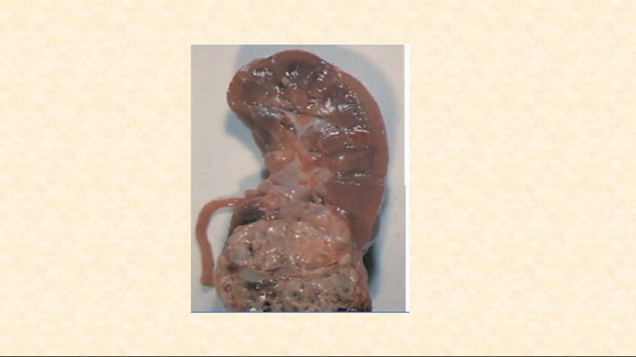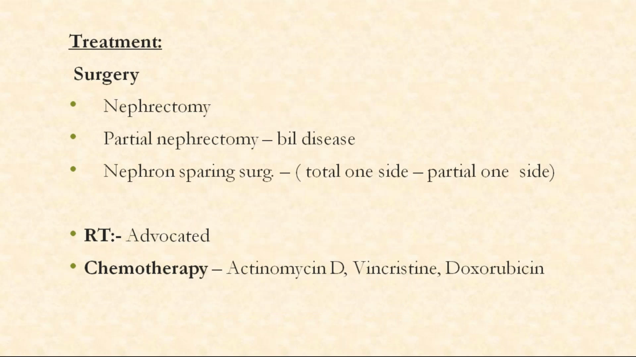So this is the Wilms tumor, you see, hemorrhagic lesions at the lower pole. The tumor arising from the lower pole. Upper pole can also develop. So how do you treat the case?